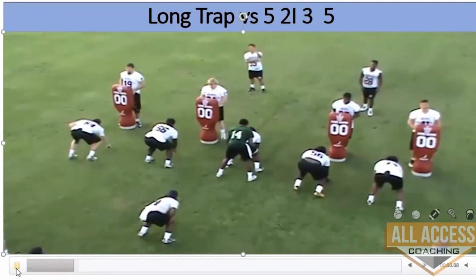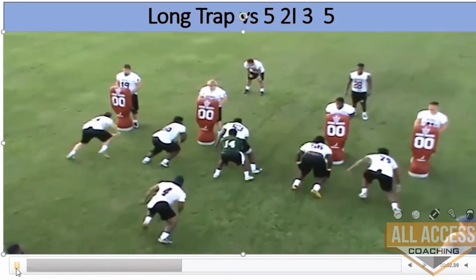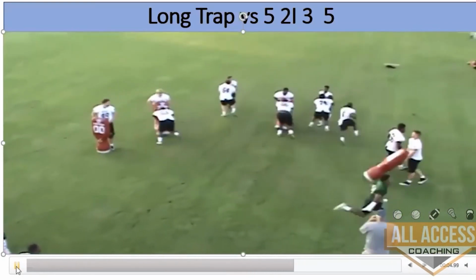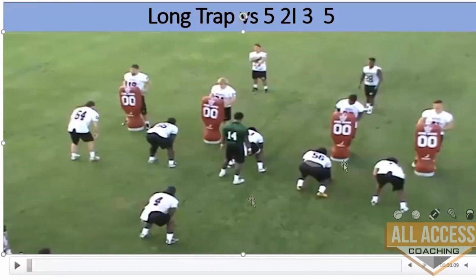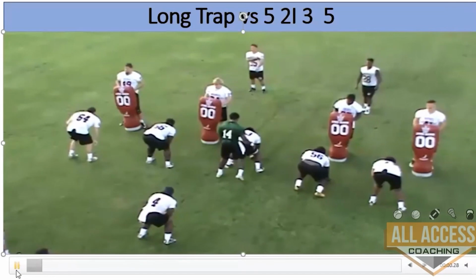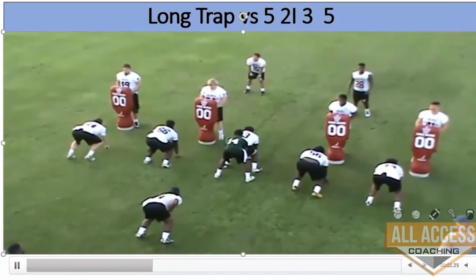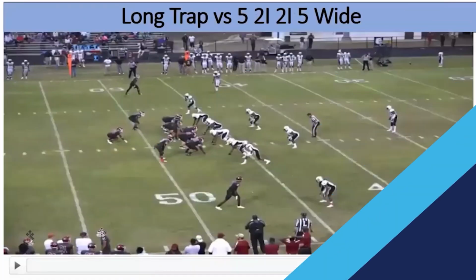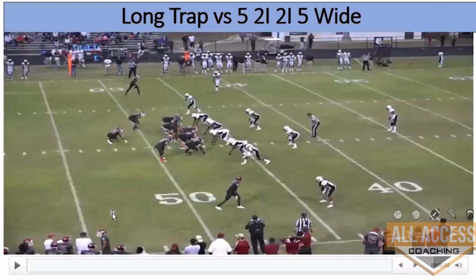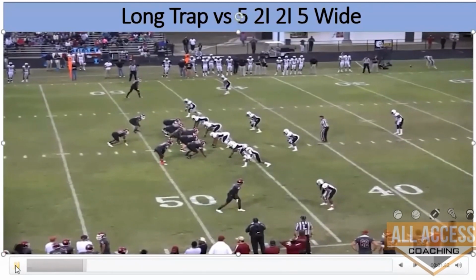Okay, one more time. 5, 2 out, 3, 5. We got a 3 call, so it's a chip right there, or a combo right here. For the 3, and most times we like to run it to the 2 out and the 5. Okay, so now we got the long trap in the game. So now it's versus the 5, 2, and 2 outs and 2 5s. Wide, this is wide right here.